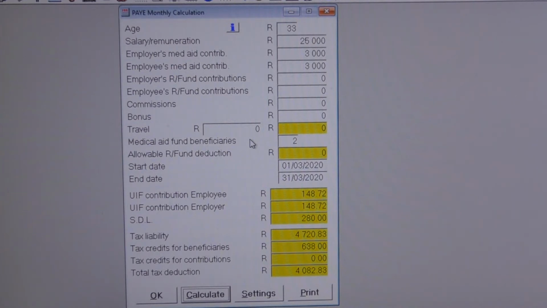If I were to make this taxpayer's age 65 or older, there I've changed the age to 66, then you can see that not only is the tax liability less, but the employer is obliged to grant the taxpayer additional tax credits for contributions, in addition to tax credits for beneficiaries. Medical aid fund contributions may not be used as a deduction against income, but are instead converted to tax credits, and tax credits come straight off the tax you have to pay.